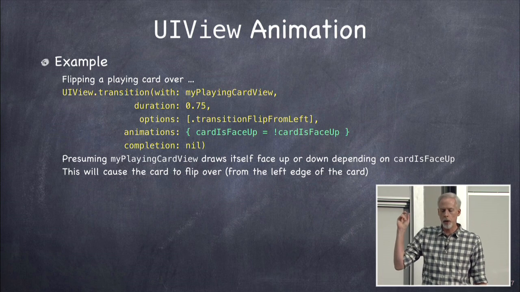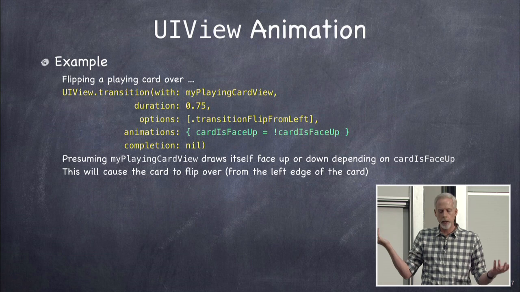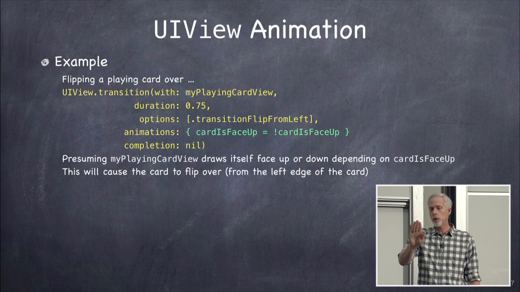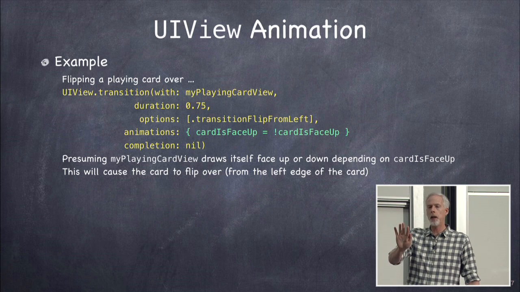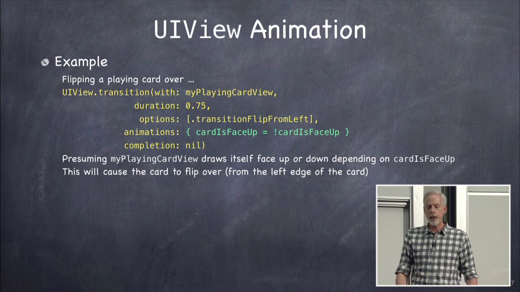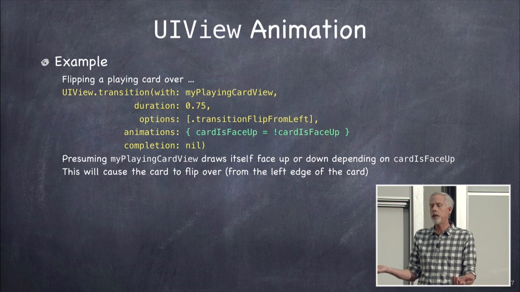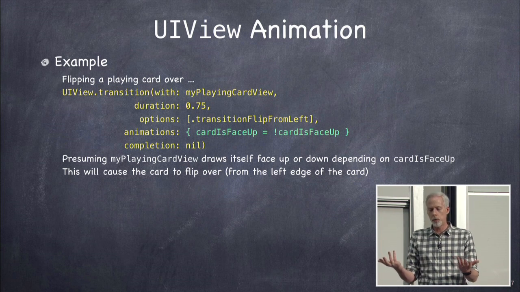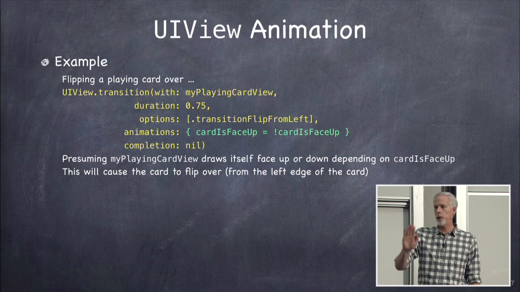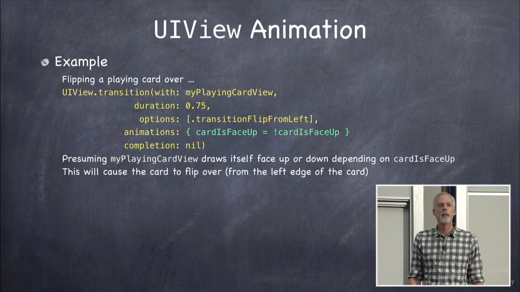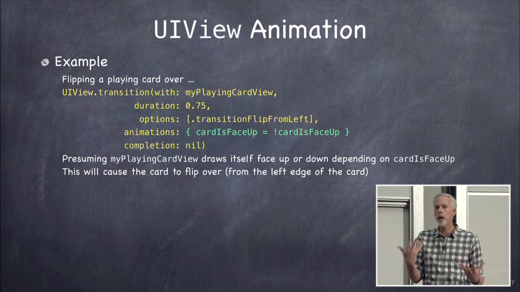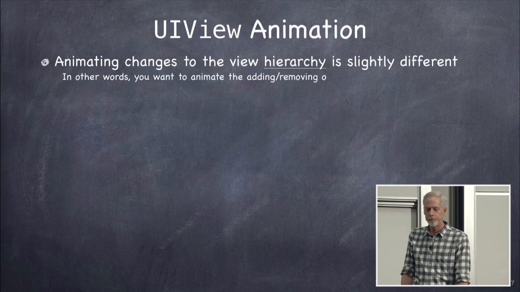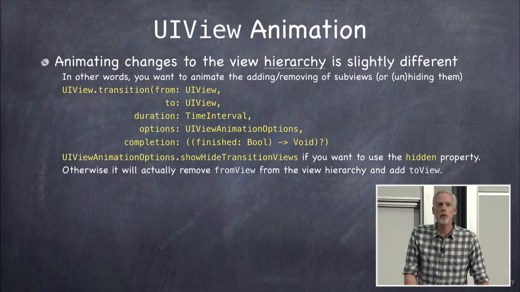Well, all I do is transition with my playing card view. I'm going to do it in 3/4 of a second, so it's going to be a pretty fast flip over. I'm using the option transition flip from left, which takes the left edge and flips it over. And then inside animations, I'm just changing that card is face up var, the thing that controls which one my view is showing. So this is going to flip over and show the card in the other direction. That's cool when you want to change the whole view. But you're limited in what kind of animation you can do: just flipping, dissolving, and curling up if it's full screen.